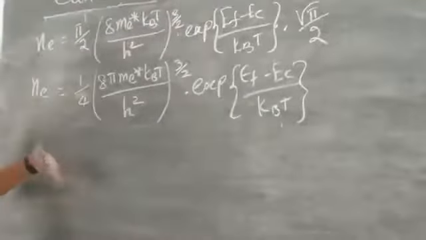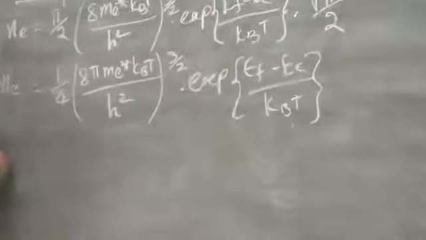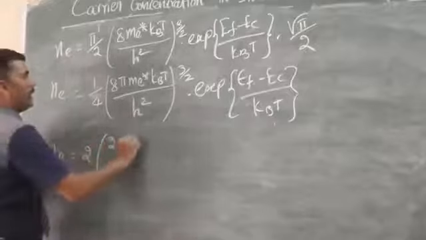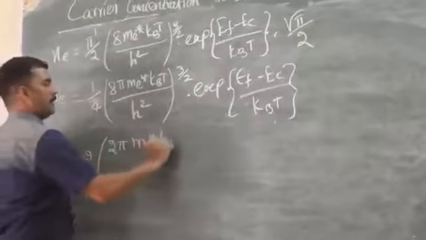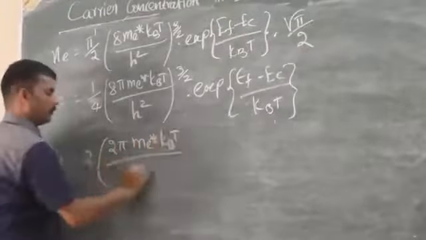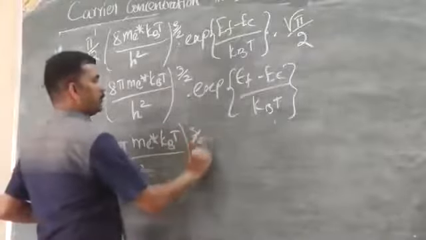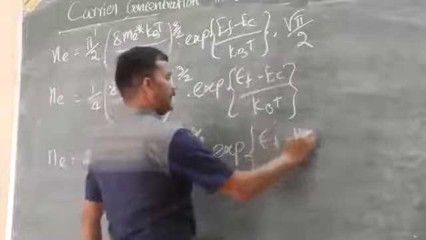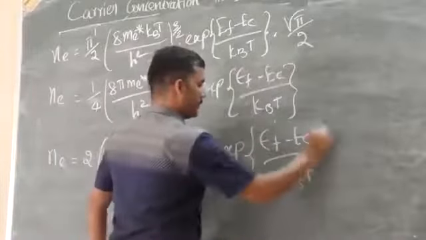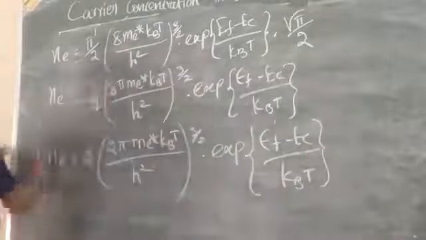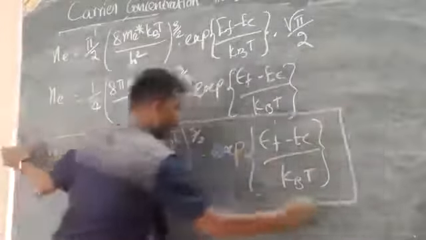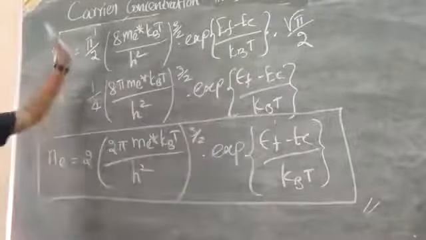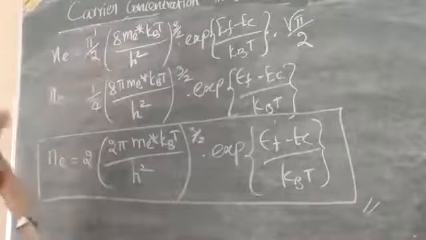Alright. Again, we can further simplify it. We can write n equal to 2 into (2 pi m star kBT by h squared) to the power 3 by 2 into exponential of (EF minus EC) by kBT. So this will be your final answer for the number of electrons in the conduction band for an intrinsic semiconductor.